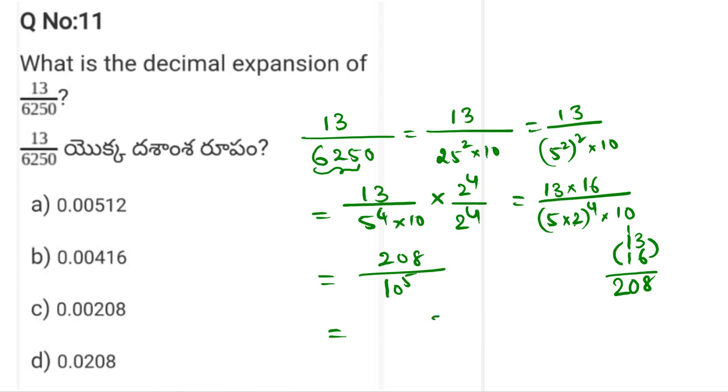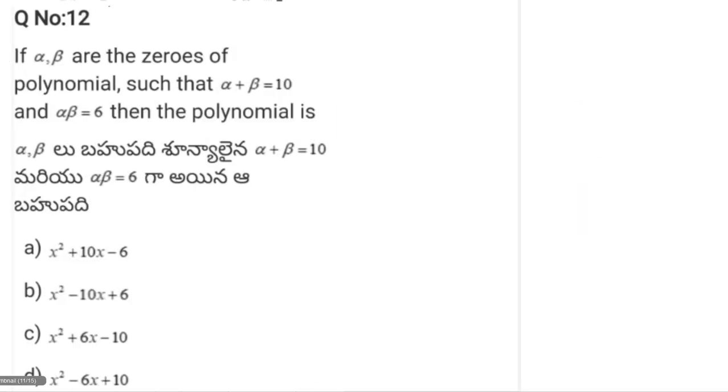This is equal to 208 here. If you convert this into decimal form, we need to write 0, 0, 0, 0 like that. 10 to the power of 5 is in the denominator. So let us count the digits. 1, 2, 3, 4, 5. So after this we need to put the decimal point. So the answer is 0. We can ignore this 0. 0.00208. So option C is correct in this case. Let us go to the next problem.